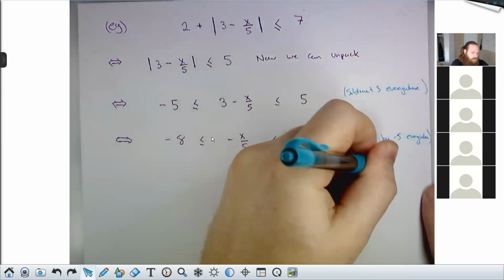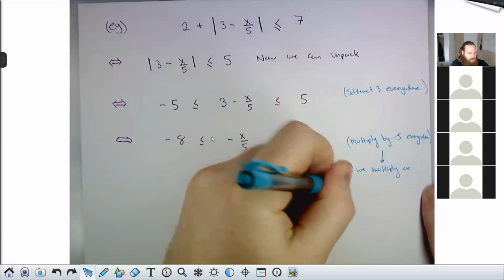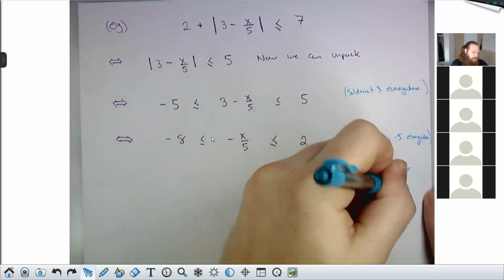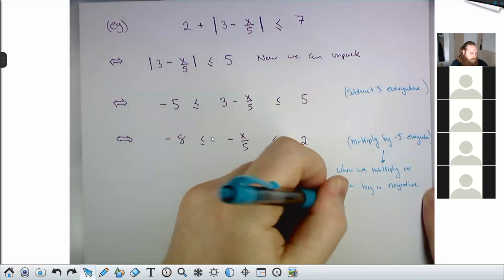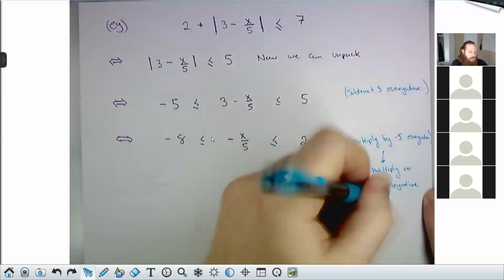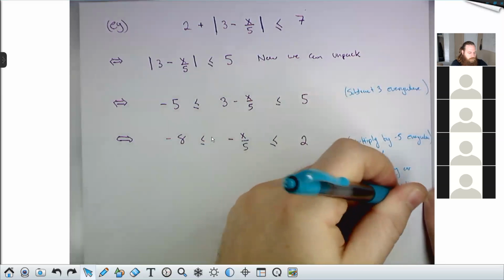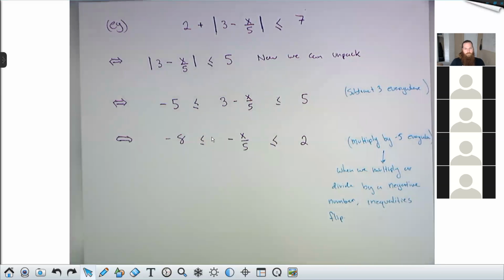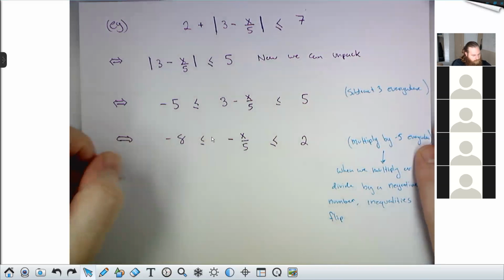When we multiply or divide by a negative number, inequalities flip. So come over here.